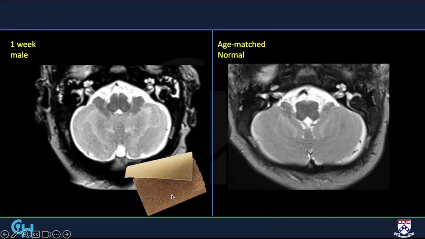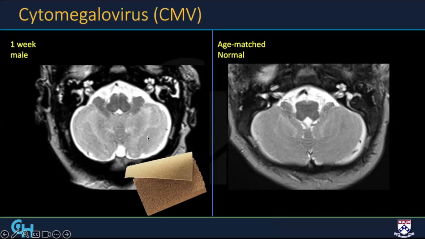Kind of have this sandstone or sandpaper type appearance. So this is consistent with widespread malformations that can be difficult because they're symmetric in their appearance. So this is CMV infection.